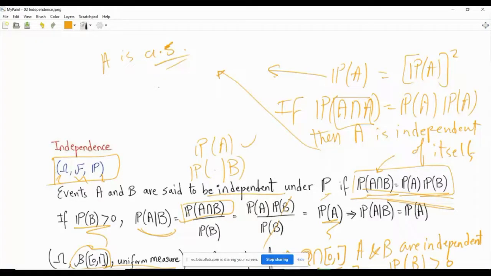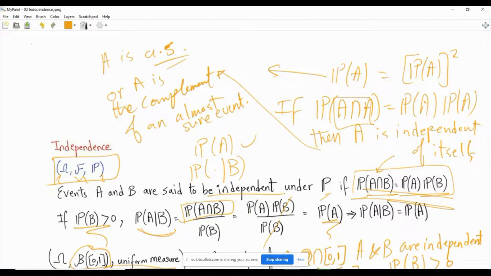Okay, so remember this. When you say almost sure or almost surely, it means that the probability is equal to 1. Or A is an almost sure event, or A is the complement of an almost sure event, which means that its probability is 0. So for events with probability 0 or 1, yes, those events are independent of themselves, despite the fact that this may sound awkward, but it is true.